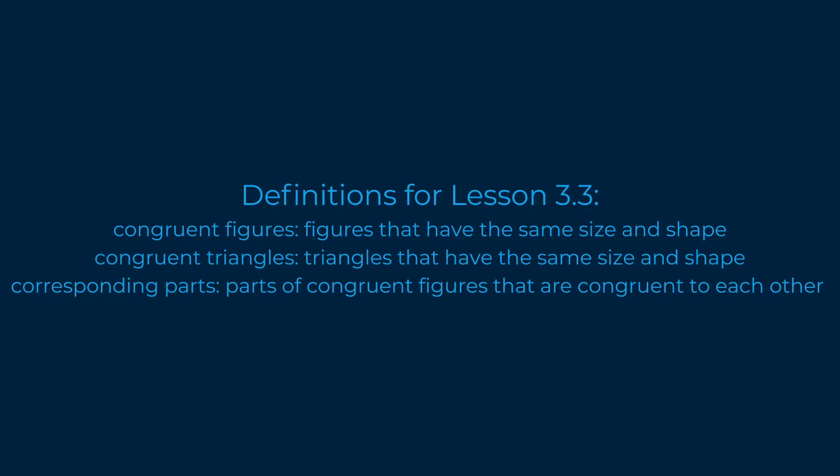We know what congruency is, they have the same size and shape. So congruent figures and congruent triangles are figures and triangles that have the same size and shape. But what are corresponding parts? Corresponding parts are parts of congruent figures that are congruent to each other. So let's say you have congruent triangles. The same sides of those triangles that are congruent to each other would be corresponding parts. Corresponding parts will be very, very helpful when we get to trying to prove triangles congruent. You have two triangles and you're trying to prove that they are the same size and shape.